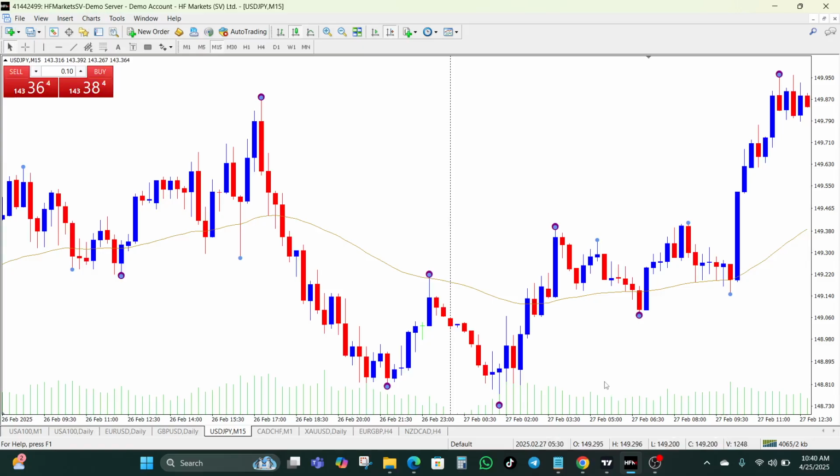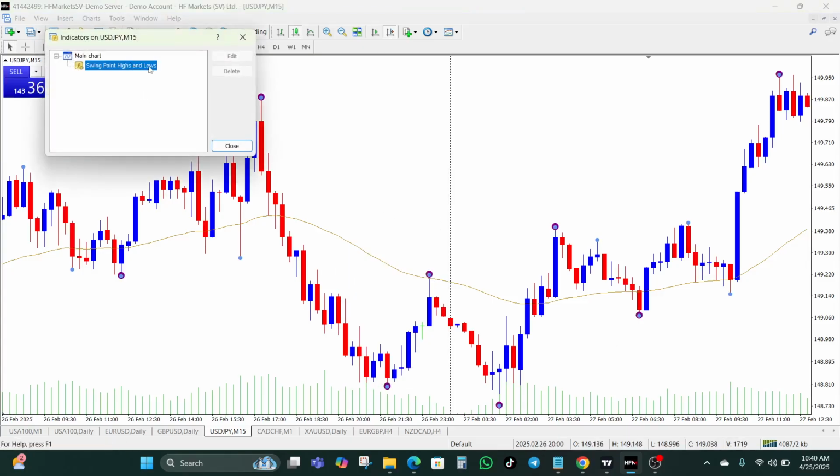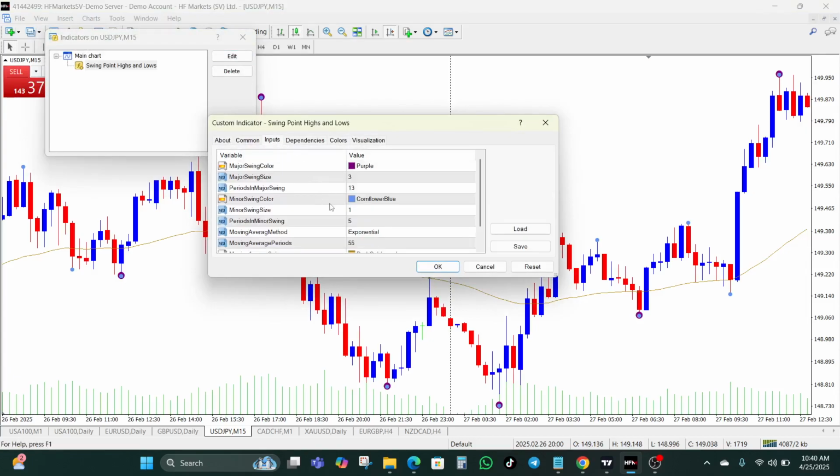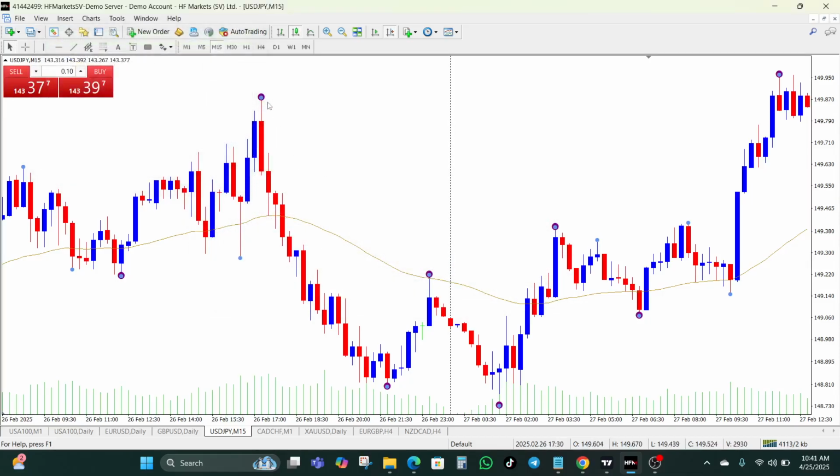Now, what makes this indicator user-friendly is how visual it is. The major and minor swings are represented by colored circles, as you can see. You can go to the indicator settings and go to the inputs, and you can see the major swing color is purple, the minor swing color is cornflower blue, and the moving average color is dark golden rod. So basically, as you can see, we have our major swings here, and we have our minor swings here.